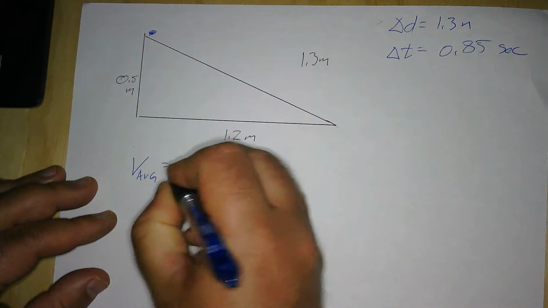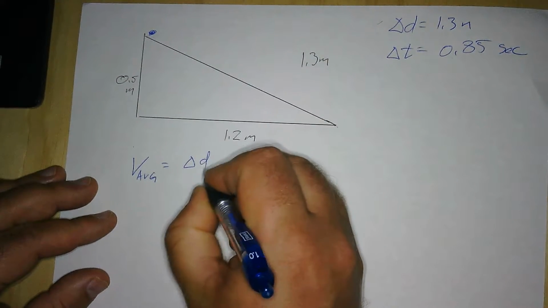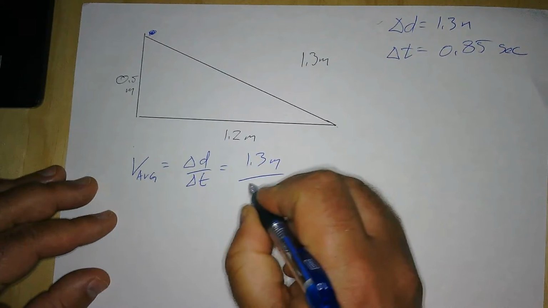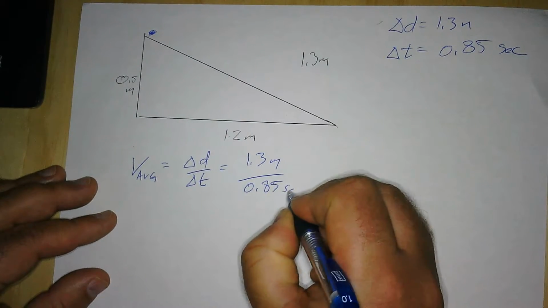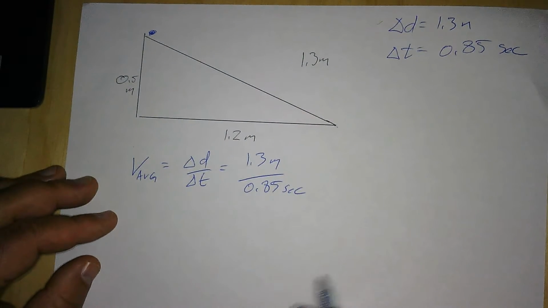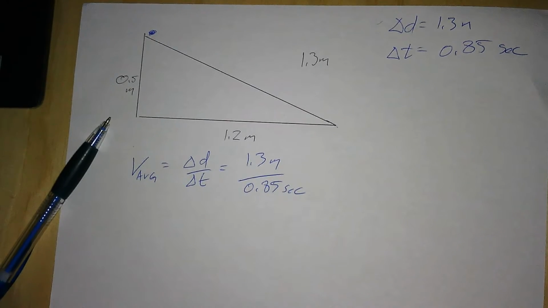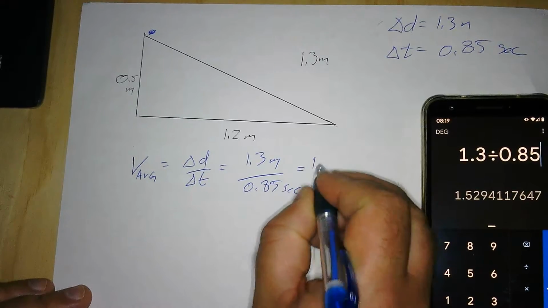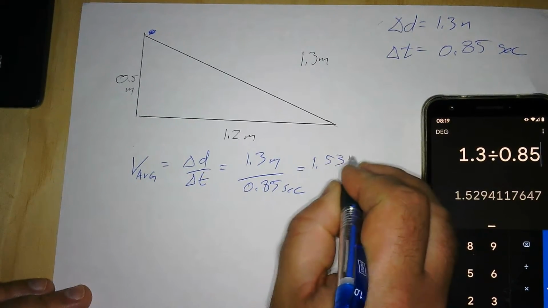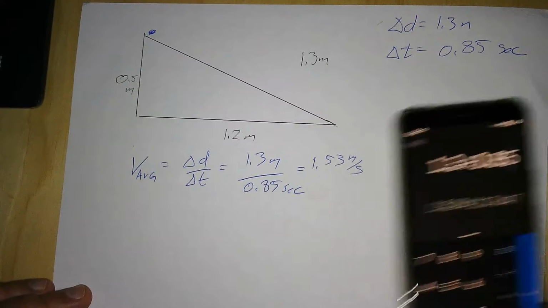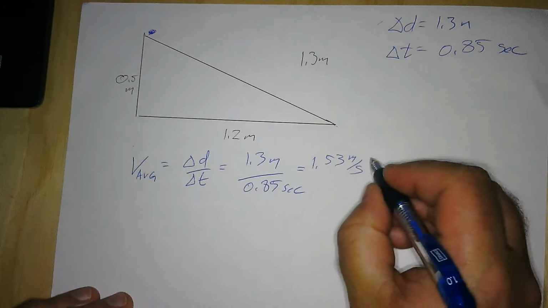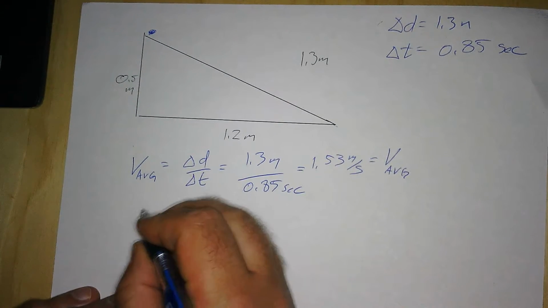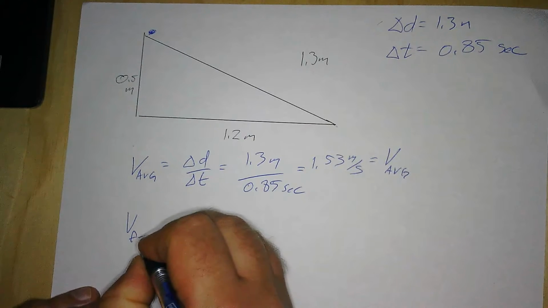V average equals change in distance over change in time equals 1.3 meters over 0.85 seconds. Okay? Plug that in. 1.53 meters per second. Alright, so that equals my velocity average. Now the trick was, how do we find V final?